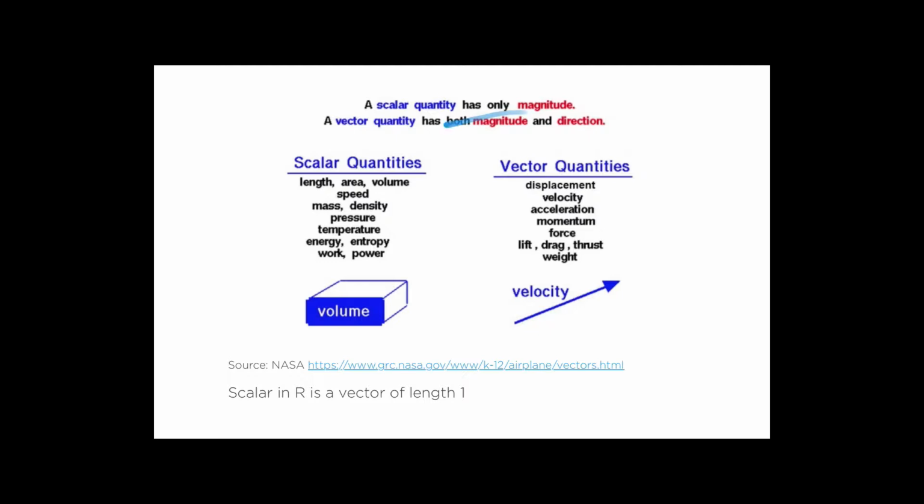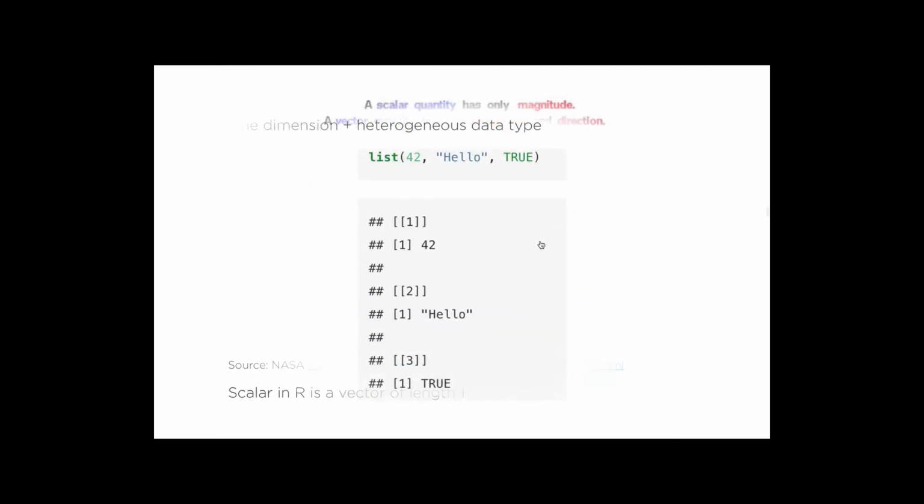So let's look at examples of scalars. For instance, we have length, temperature, density, volume. They are all represented by a vector of length 1. Compared to vector quantities, where you notice we have a magnitude and direction. Examples of vector quantities are velocity, force, lift, etc.